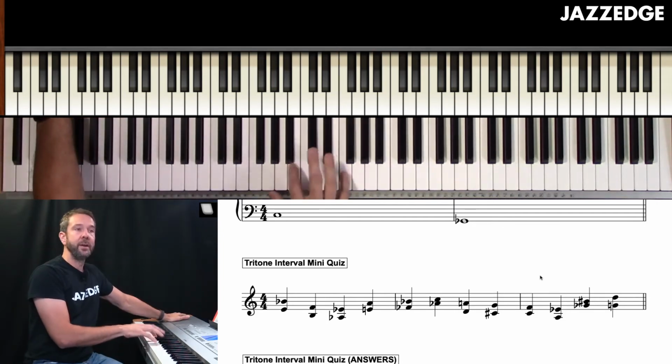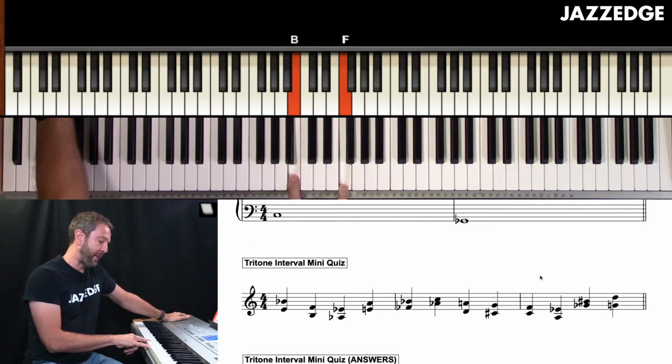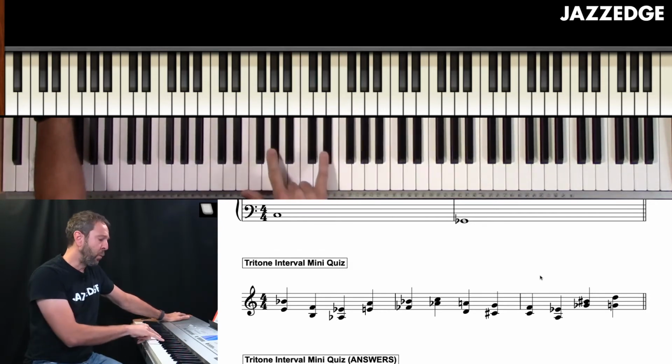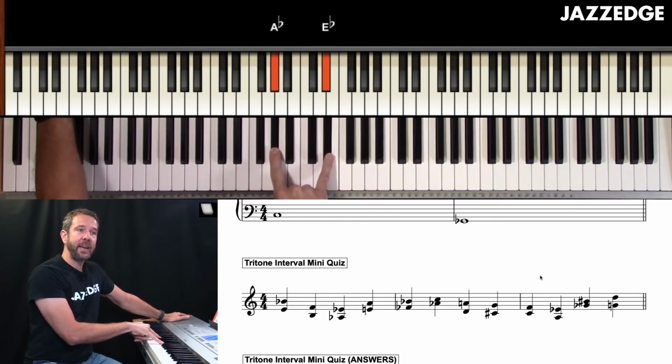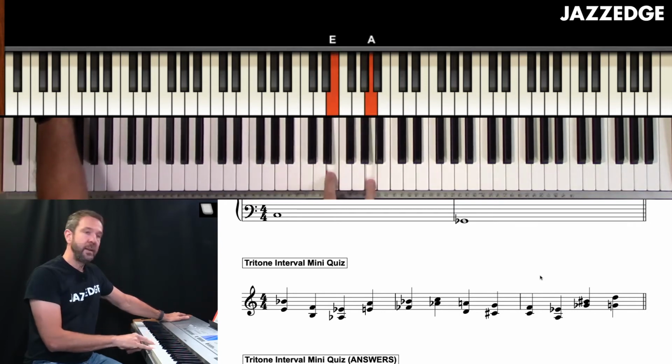What about this one? I have B and F natural. Is that a tritone or not? What about the next one? A flat and E flat. A flat and E flat. What about this one? E and A. E and A. Okay.